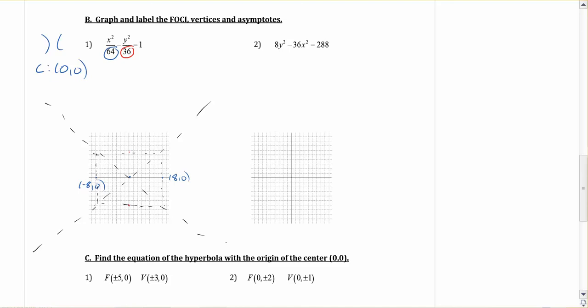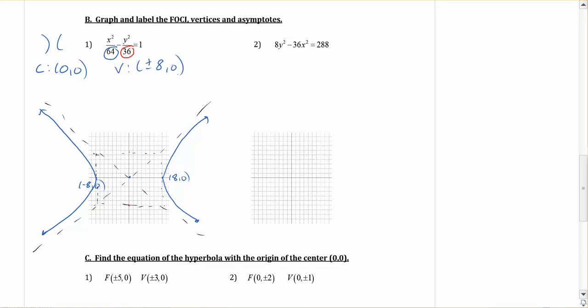And I already know that since x squared is first, it's going to be going in the left and right direction, so I'm going to go ahead and finish drawing my hyperbola and say, hey, I know it's got to hug my asymptotes. So there's one side, and there's another side. All right, so my vertices were plus or minus 8, 0.